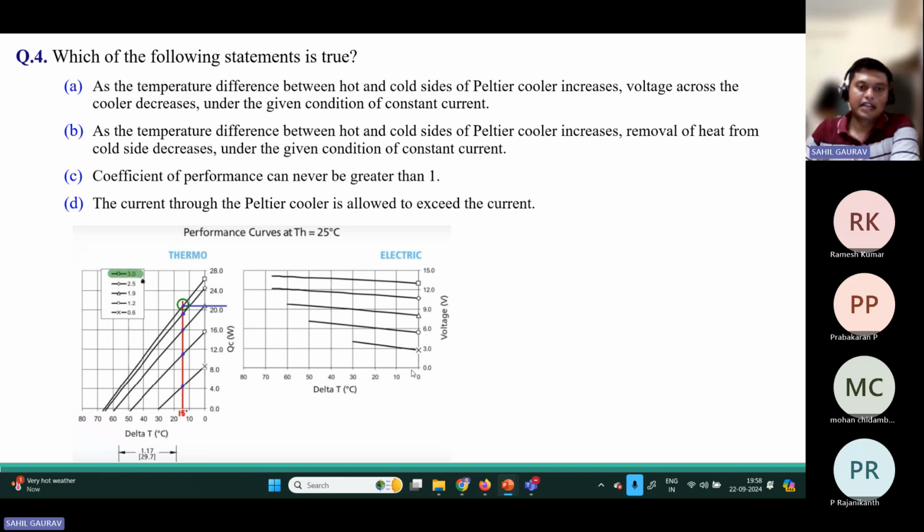So this is delta T. As the temperature difference between the hot and cold side increases, we go this side. The statement says the voltage across the cooler decreases. No, we can see that the voltage across the cooler increases for a given condition of current. Starting from here, this value is going to increase. So this one is wrong.